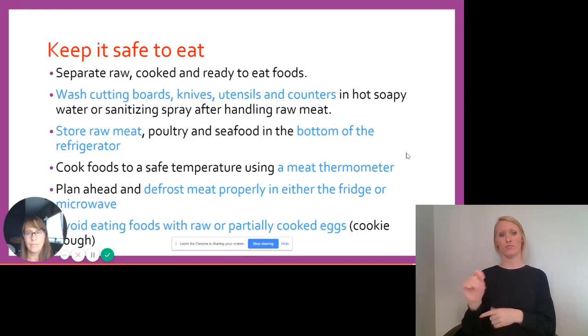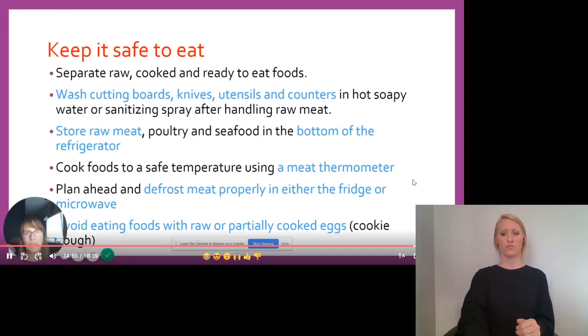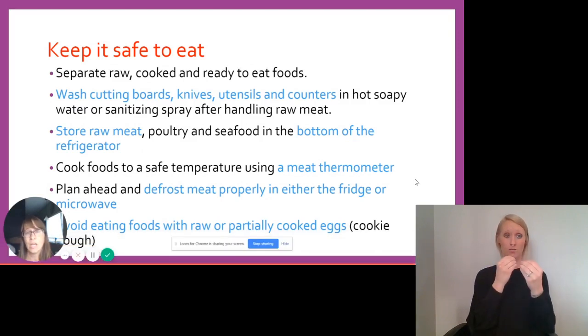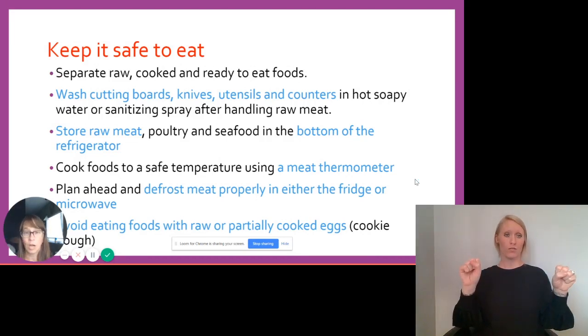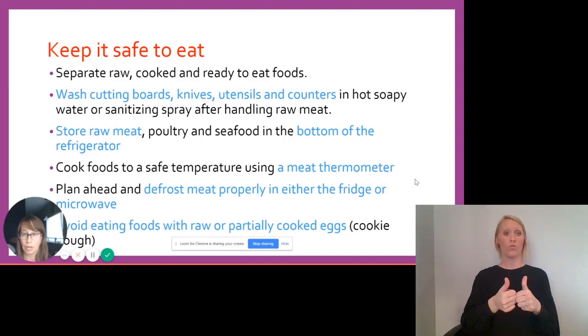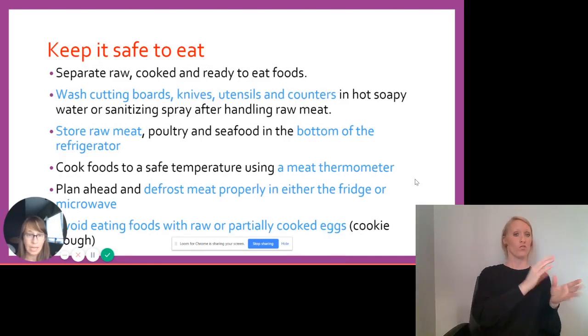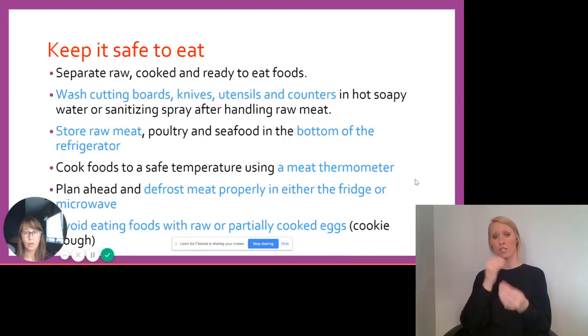All right, keep it safe to eat. This is where you want to be thinking about our 4 C's that we learned from our video when we did safety and sanitation. Anytime you're cooking with a protein, you want to make sure that you're being as contained about it as possible. So separate raw, cooked, and ready-to-eat foods in your refrigerator. Wash your cutting boards, knives, utensils, and counters in hot soapy water or sanitize with a sanitizing spray after you've handled raw meat. Store your raw meat, poultry, and seafood in the bottom of the refrigerator.